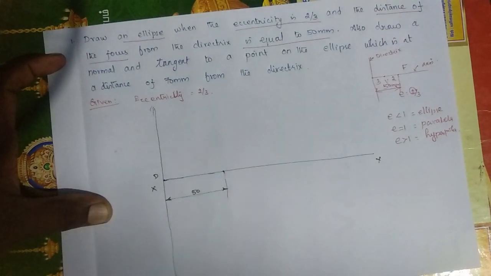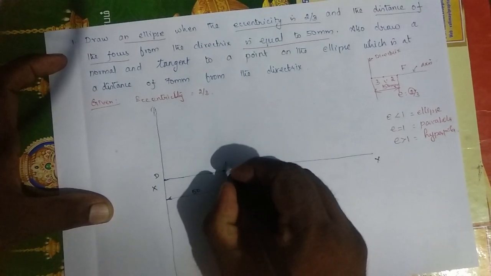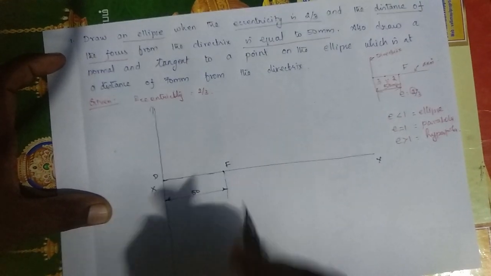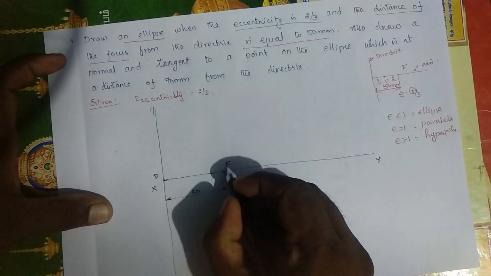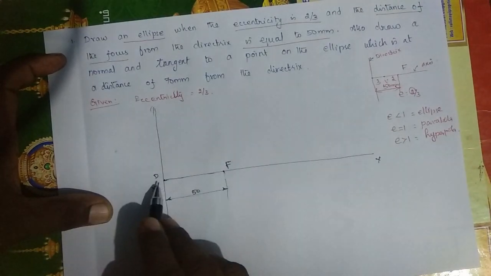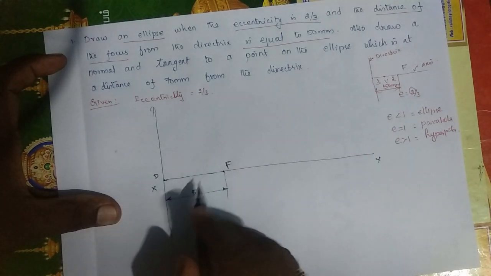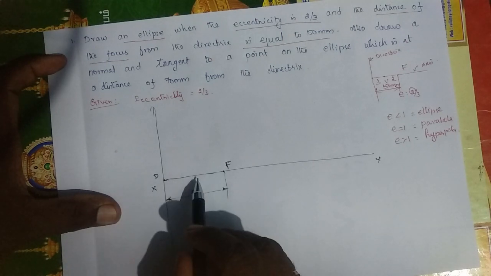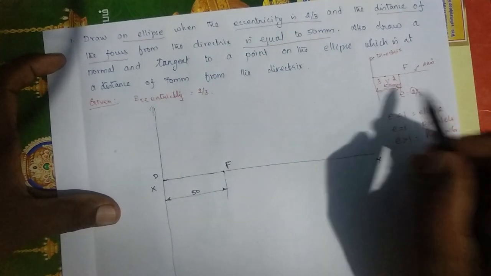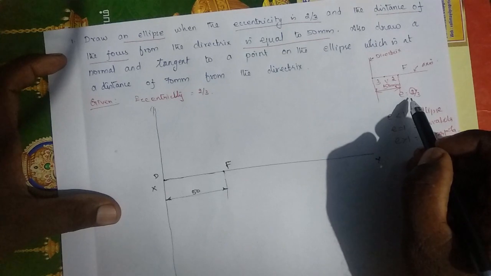This value is 50 mm. Okay, now the point is F. So the focusing distance F is 50 mm from D to F. Now I need to find the vertex point. So now we have the value 3 by 2 E is given.